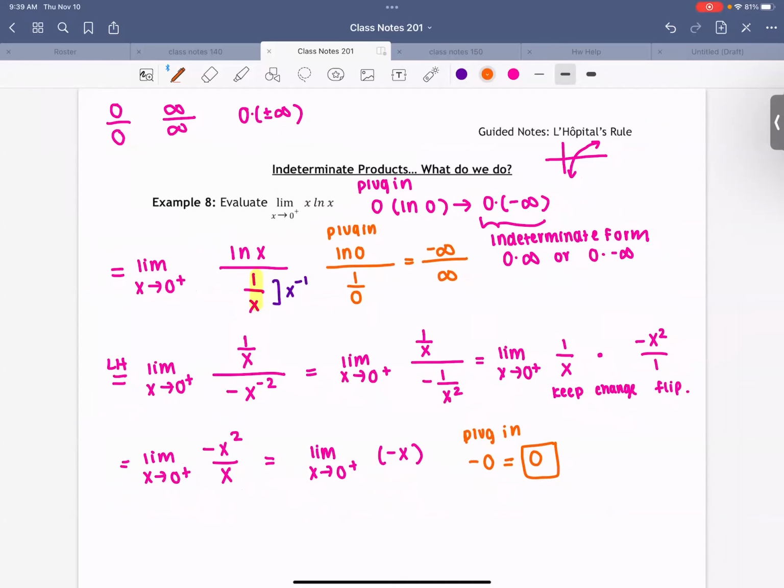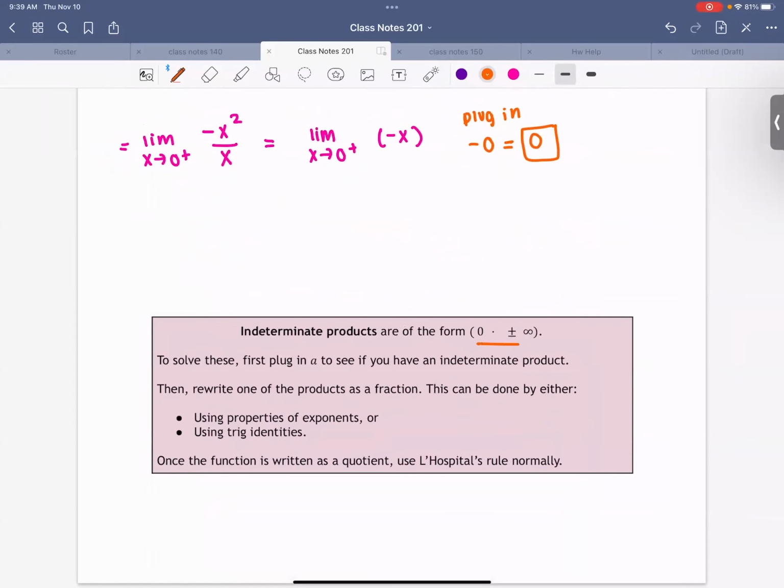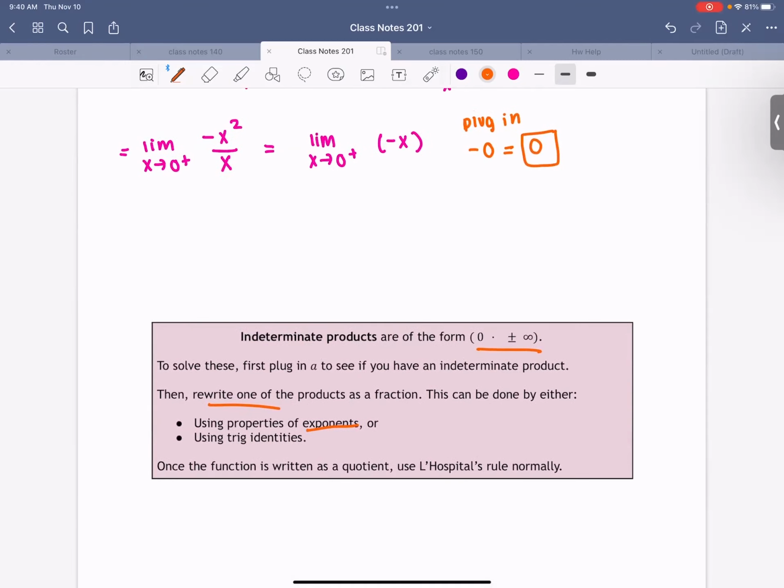Now I have a little explanation on the bottom here. Basically, what I have here is how we do indeterminate products. If you see 0 times plus or minus infinity, you first plug in to see if you have it. Then you rewrite the product as a fraction. The way you do that is either using properties of exponents, which we just did, or using trig identities, which we'll see tomorrow. I'll do an example with trig tomorrow. Once it's written as a quotient, we can do L'Hopital's rule as normal.